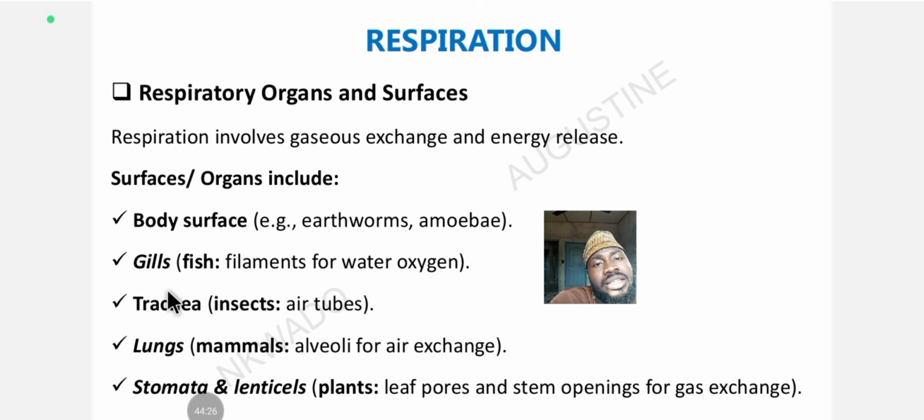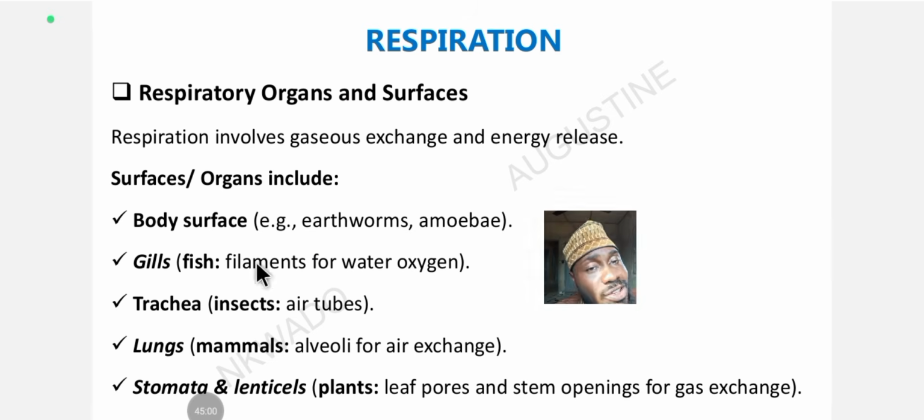All right, so we have the trachea in insects. The trachea tube in insects is an air tube that enables insects to respire. You have the lungs in mammals. In the lungs, you have the alveoli, which is the functional unit of the lung where gaseous exchange occurs.